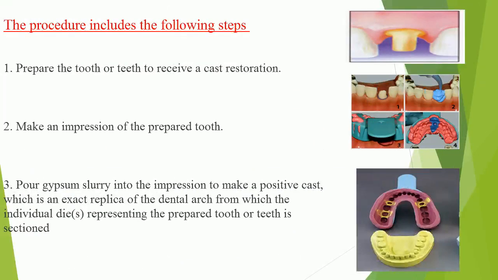Let's go over the steps of casting one by one. As you can see from the first picture on the right, this is a prepared tooth, and we prepare it accordingly. Make an impression of the prepared tooth, and then pour the die, which is a positive replica of a single tooth. Then what do we do next?